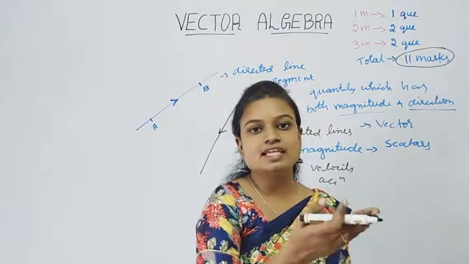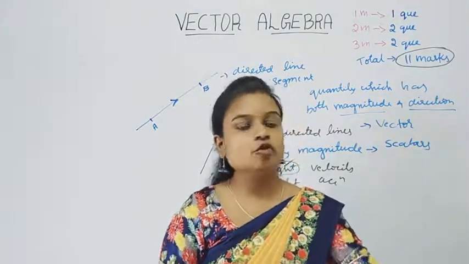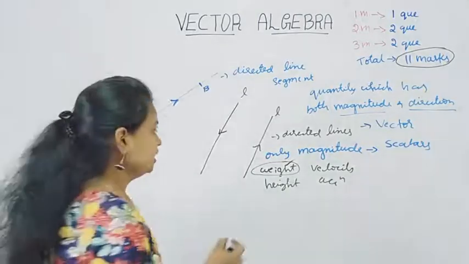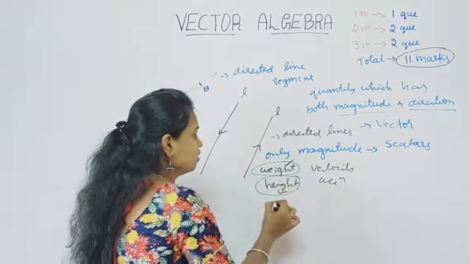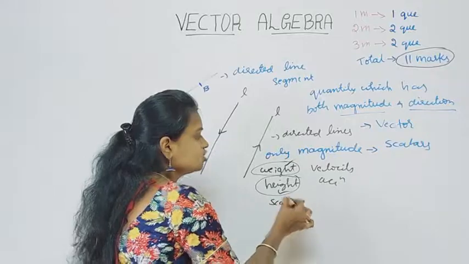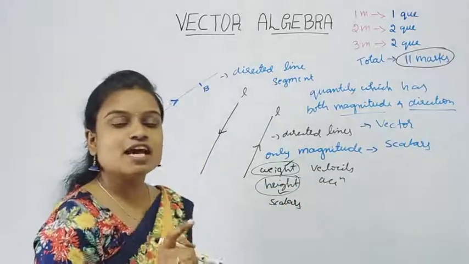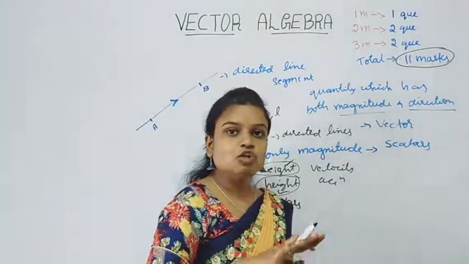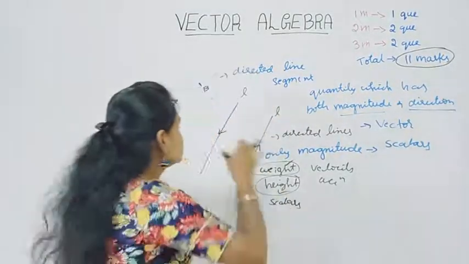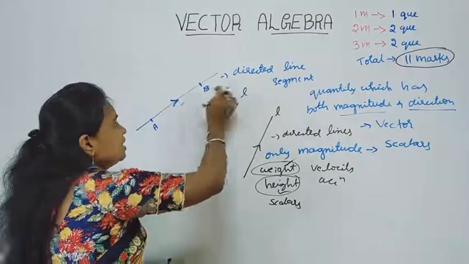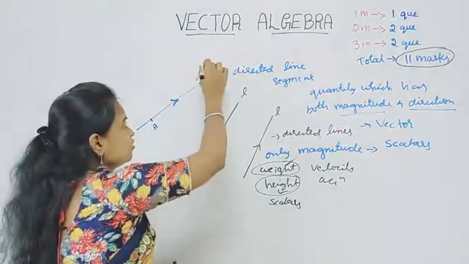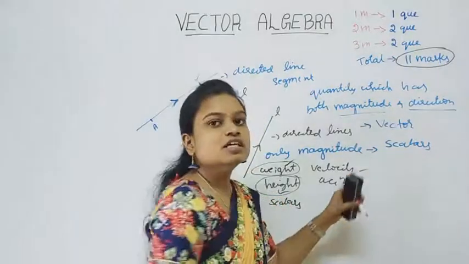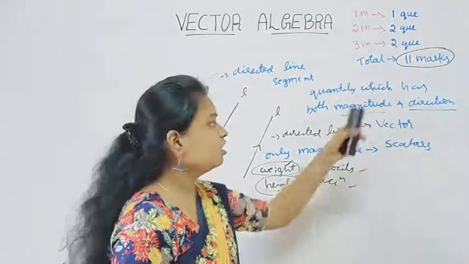When we ask how tall a person is, we say 5.3, 5.6, or for a bench or table, 3 feet to 4 feet, right? So this also has only magnitude, one quantity. So this is also an example for what? Scalar. So scalar means a quantity which has only magnitude. So vectors means which has magnitude as well as direction. So for example this line has direction and magnitude. Also velocity, acceleration, these are all examples for vectors.